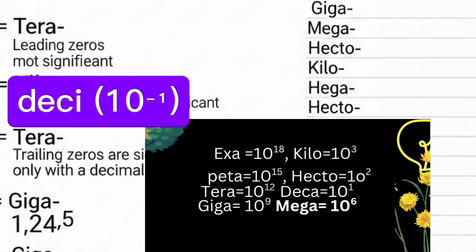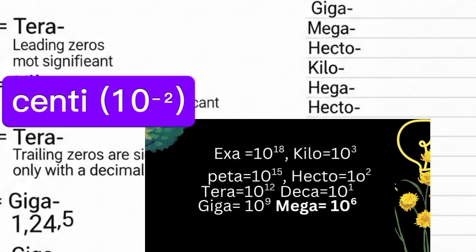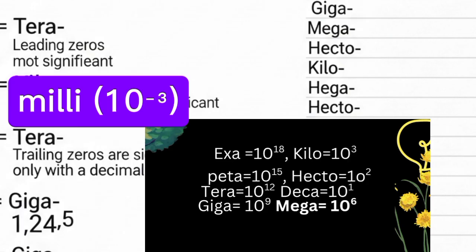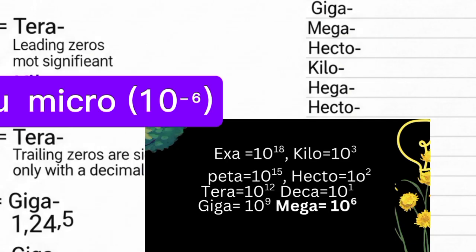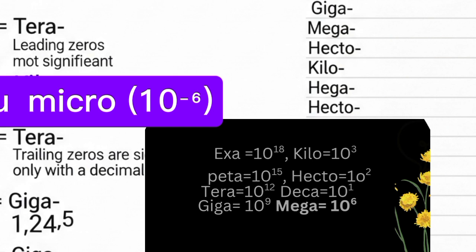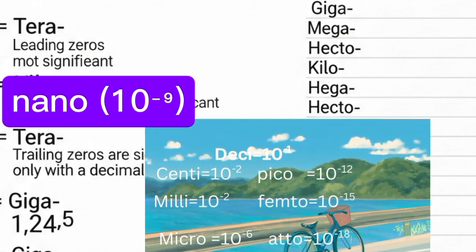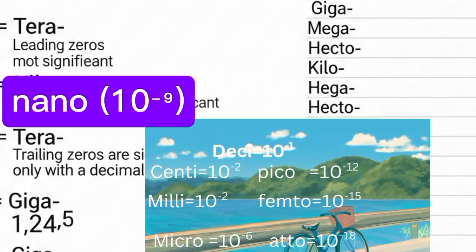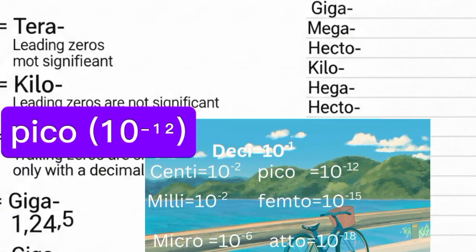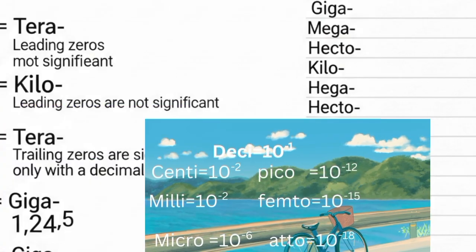C stands for Centi, denoted by c, 10 to the power of minus 2. M stands for milli, denoted by m, 10 to the power of minus 3. N is nano, 10 to the power of minus 9. M is micro, 10 to the power of minus 6. P is pico, 10 to the power of minus 12.